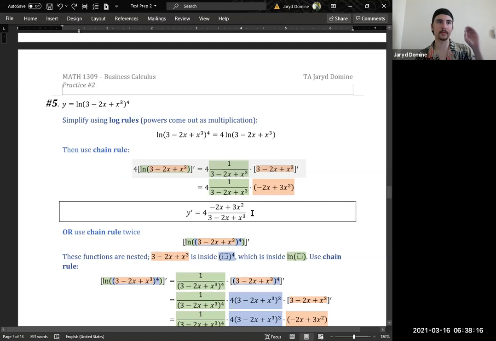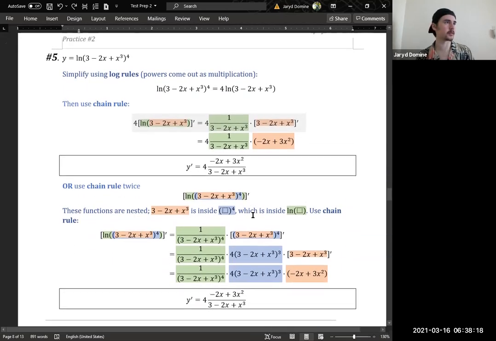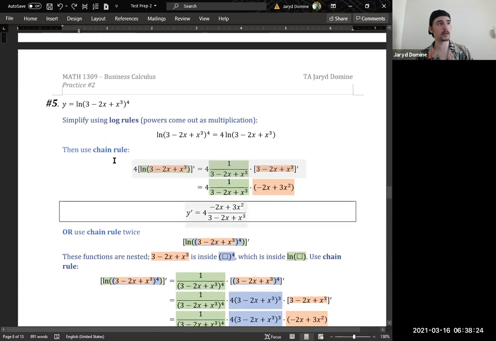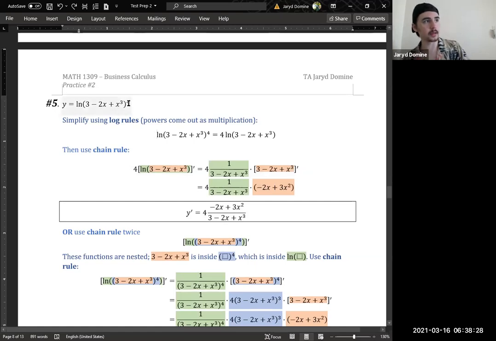Okay, so number 5, another one of these derivative problems. There are 2 ways to do this one. One's a little bit easier than the other, but requires you to know something about logs. Okay, so we have natural log of all this stuff to the 4th power.